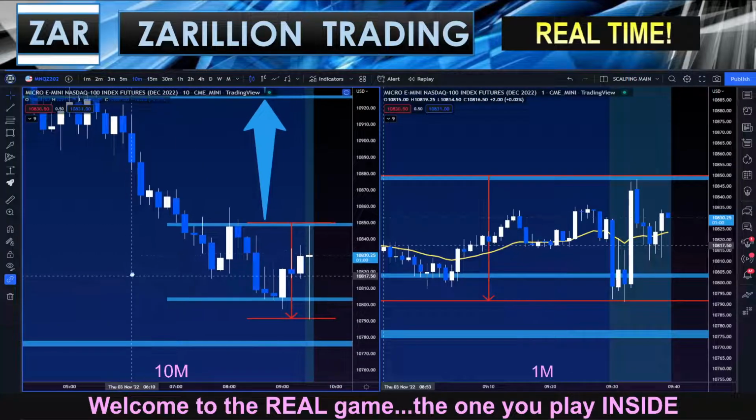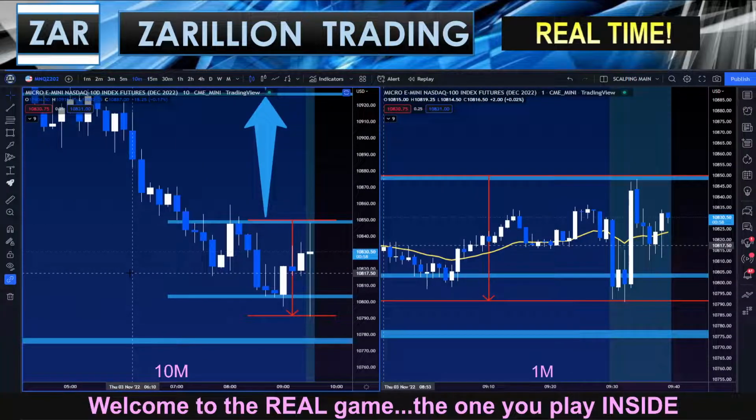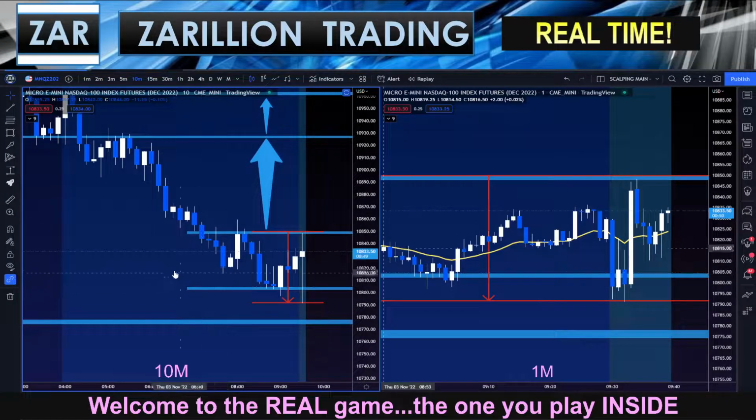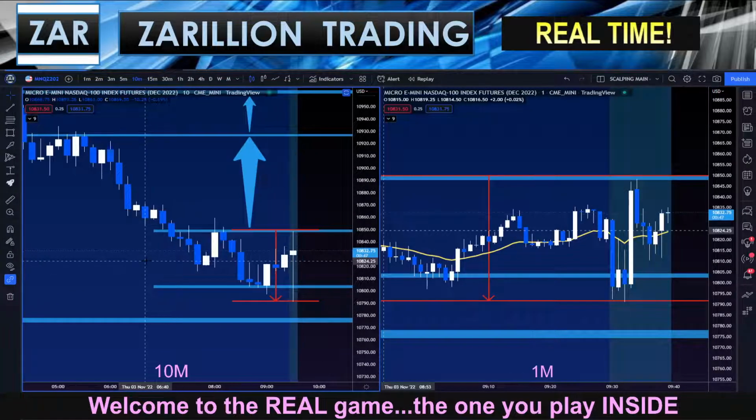Guys, there's 1 minute left in this 10-minute candle. 55 seconds now, and we've seen nothing. The opening range has now been set. And so now the game really begins, right? What's going to happen from here?